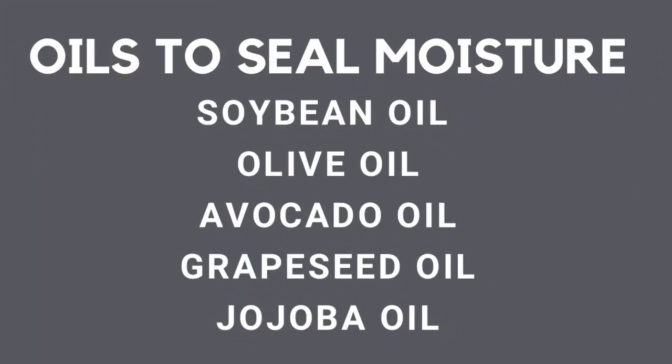So the type of oil that you use to seal does matter, because some oils are penetrating oils. You want to use oils that are going to create that barrier and that do not seep into the hair strand. So some examples of some great oils for sealing: olive oil is great. Jojoba oil is lighter for those of you who have thinner hair and don't want to apply that heavier oil. Grapeseed oil is great if you have thinner hair as well. So those are a few.